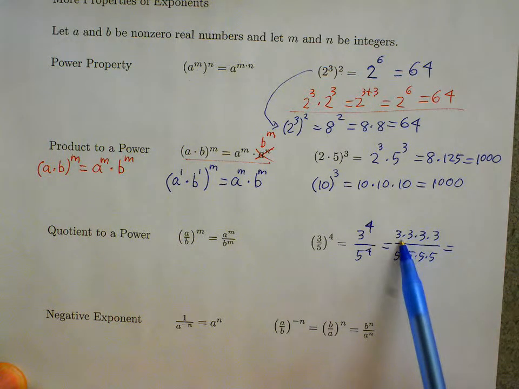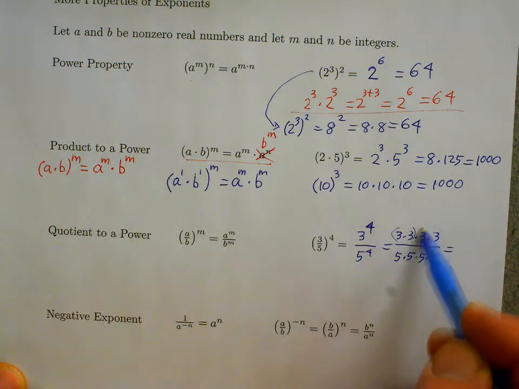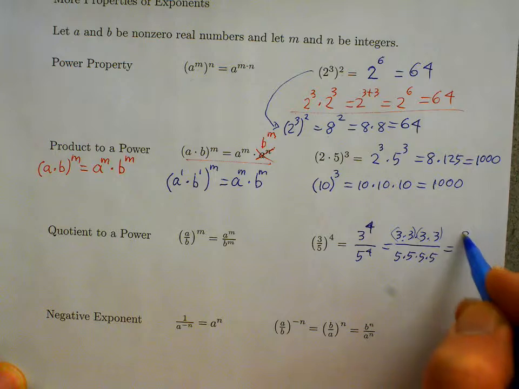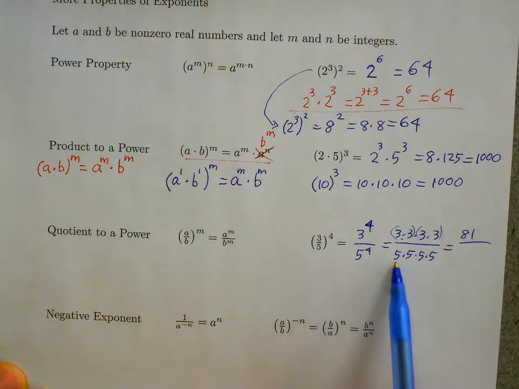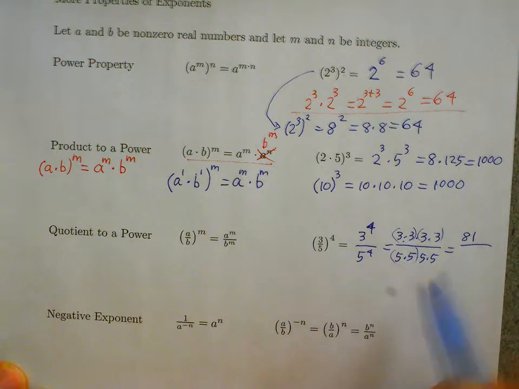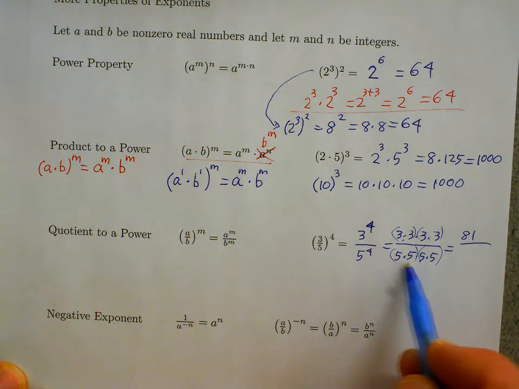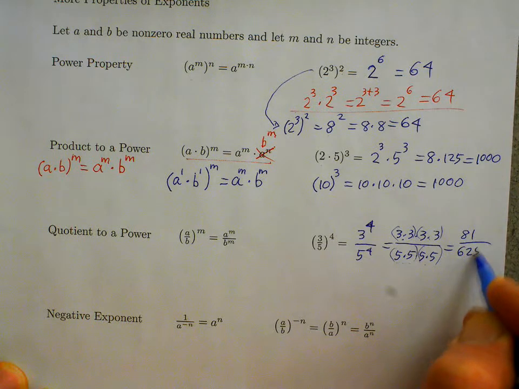Another way to think of 3 times 3 times 3 times 3 is to think of it as 9 times 9, because 3 times 3 is 9. 9 times 9 is 81. And then 5 to the 4th, 5 times 5 is 25. And then if we multiply 25 times 25, we get 625.